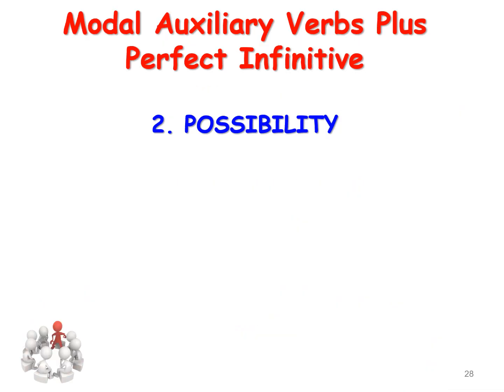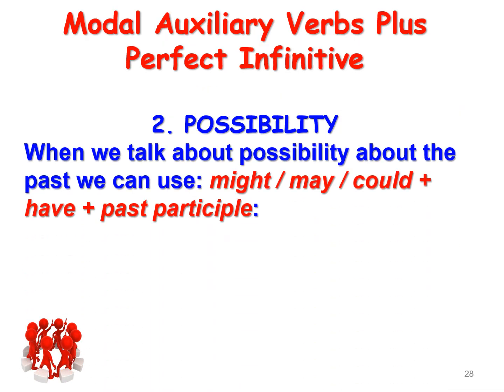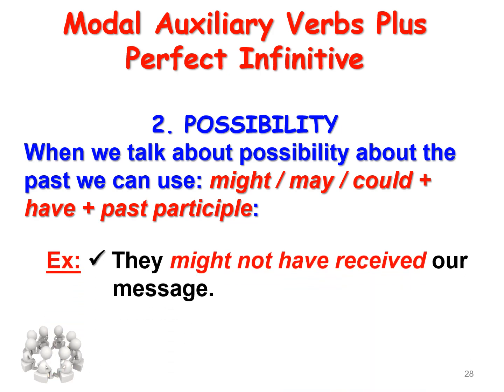Okay, next. Multiple possibility. When we talk about possibility in the past, we can use might, may, could, plus have, plus participle. Let's see the example. They might have received our message. They might not have received our message.